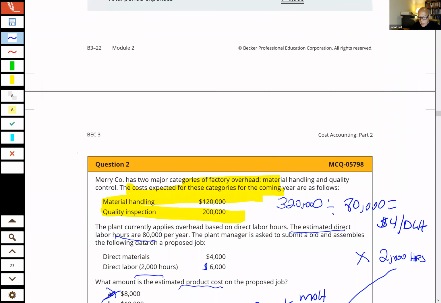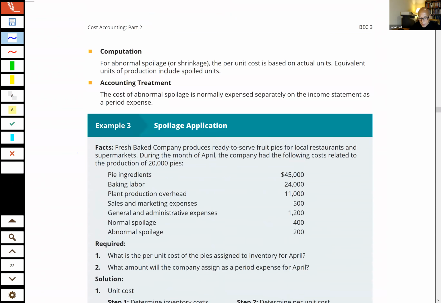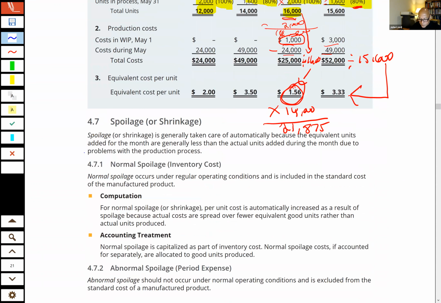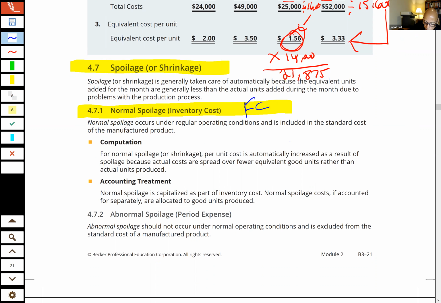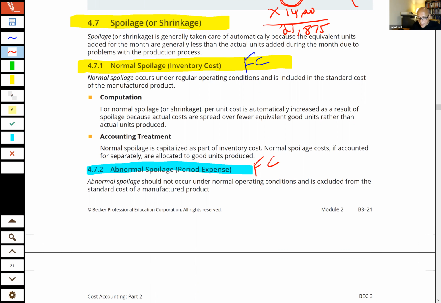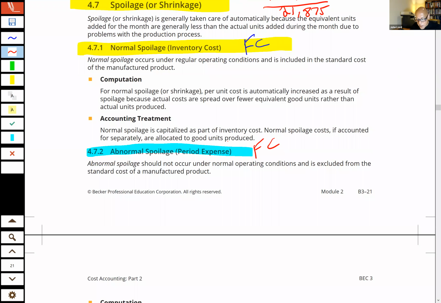Okay, good. Now I said I would come back to spoilage. Spoilage is very simple. Normal spoilage is an inventory cost. Abnormal spoilage is a period expense. That's all I got to say. So, flashcard that.